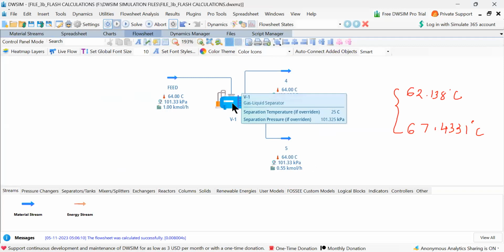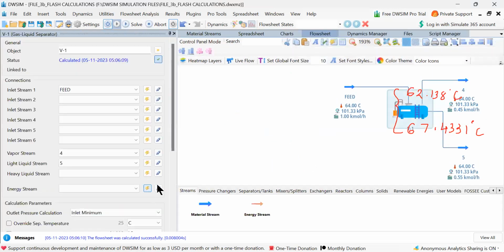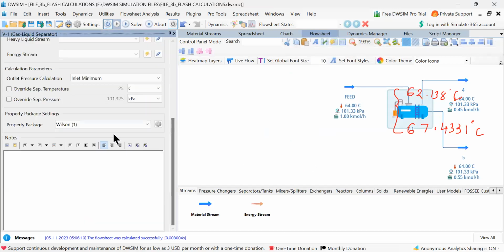But when you come to the gas liquid separator and see the temperature here, it is not showing 64 degrees centigrade. So what you have to do is click on this flash, scroll down to the bottom, and you see override separation temperature here. Click on this first, and then change this to 64, and click again. Oh, sorry, it is again not taking. Now you have to press enter. 64, press enter, and override again. Now it will be fixed.